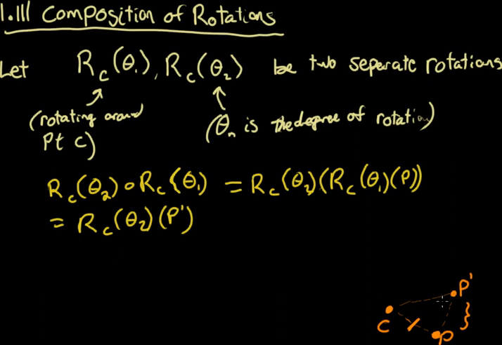So it's now here. We'll draw an arrow, and this is the same distance from point C. So rotated by theta sub 1 degrees. But we need to keep going. Once we rotate this point by r sub c theta sub 2, we get to some kind of point P prime prime.